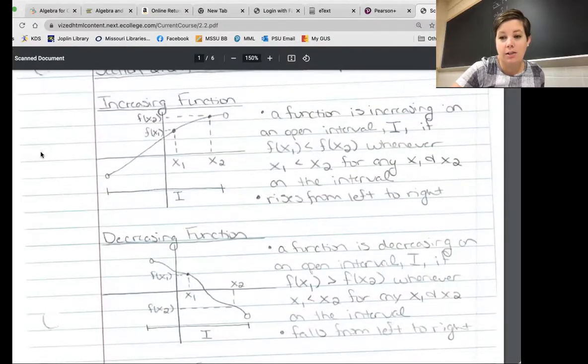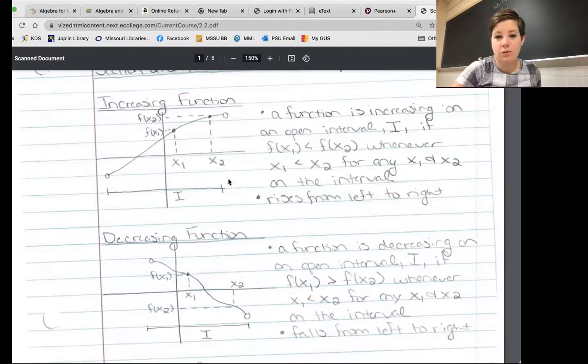So these are kind of logical, and as long as you're looking at it from left to right, it's going to make sense. Think about when you read a book. You read a book from the left to the right. The same thing is going to be true about your functions. You're going to look at a function like this increasing one, and you're going to go from the left to the right. So it says a function is increasing on this open interval.